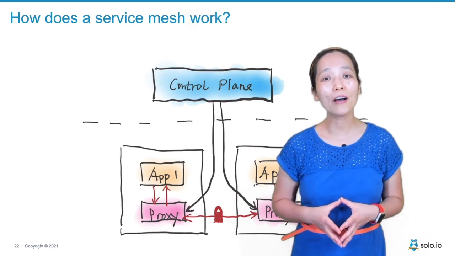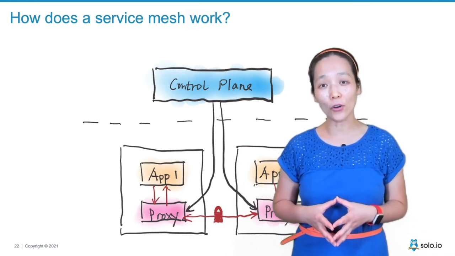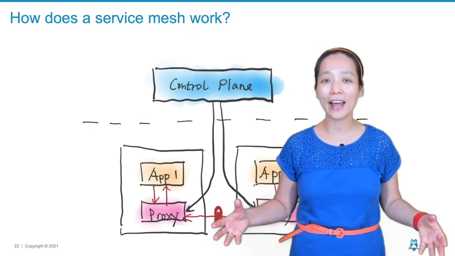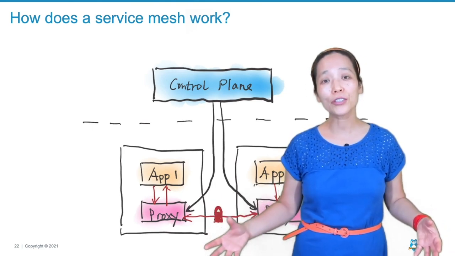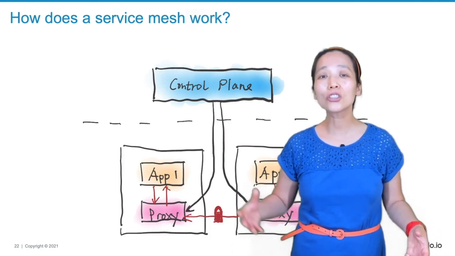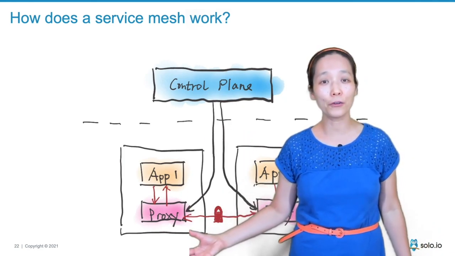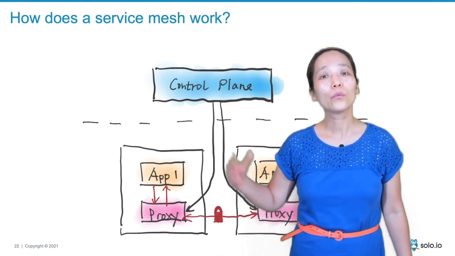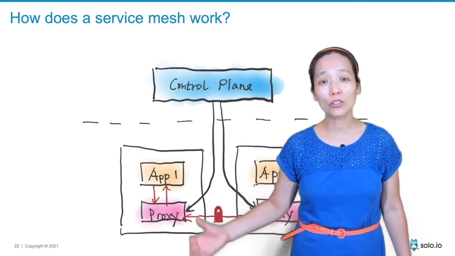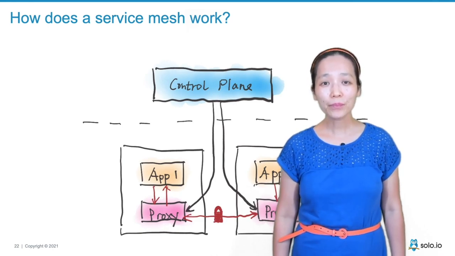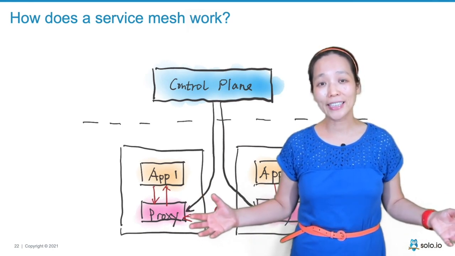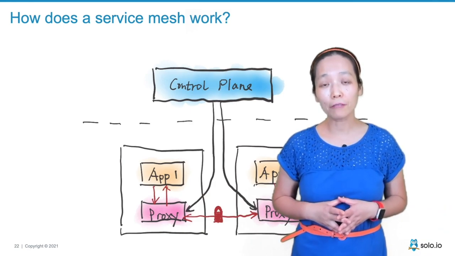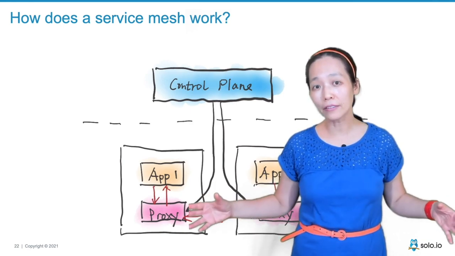It captures all the incoming traffic and all the outgoing traffic so that it's intelligent enough to upgrade that connection for you for mutual TLS. It's intelligent to collect telemetry data for you. It's also intelligent to determine which endpoint it should route the traffic to. Because the proxy is part of the request flow, part of your data flow, we call it part of the data plane.